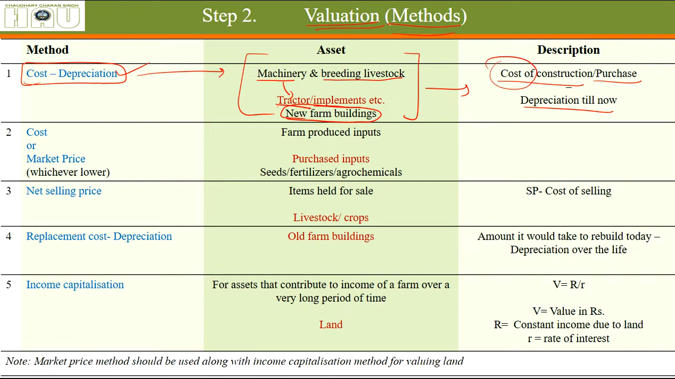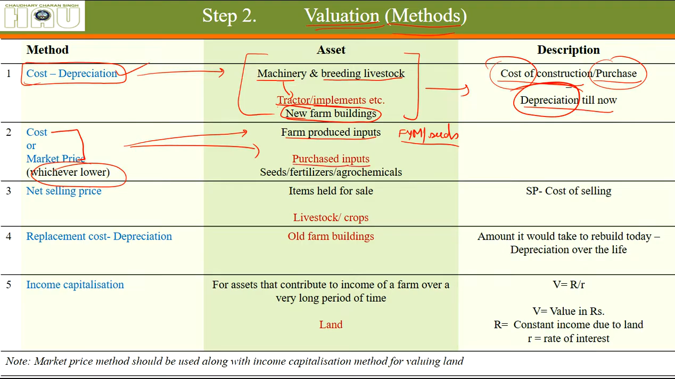So cost of production or purchase price is very easy to know, but depreciation, this new item came in here, how do we value depreciation, we'll be learning later on. Now cost or market price method, whichever is lower out of them, will be used for valuing farm produced inputs, FYM, seeds. I'm taking again and again these examples, so please don't mind. Or the inputs we have purchased from the market, such as seeds, fertilizers, agrochemicals.